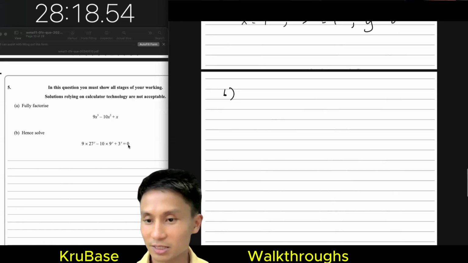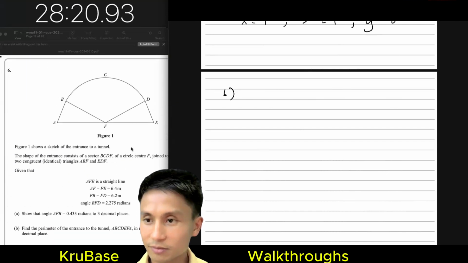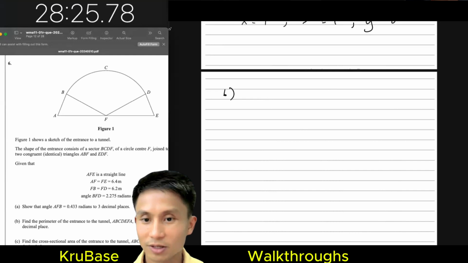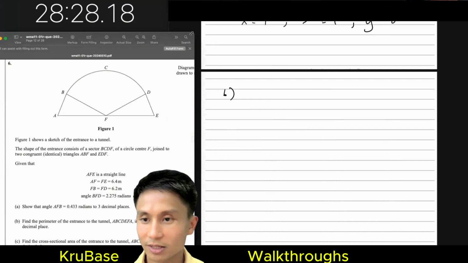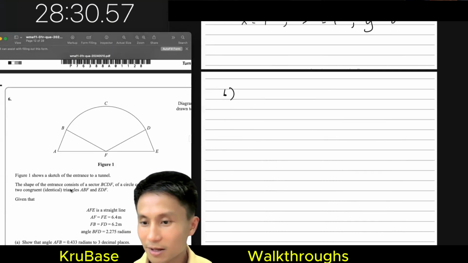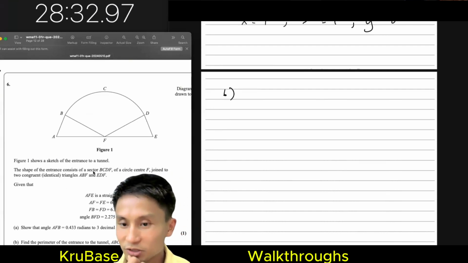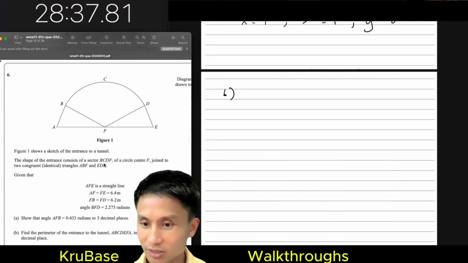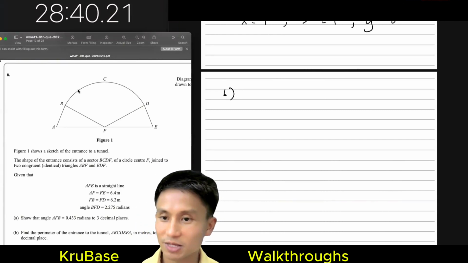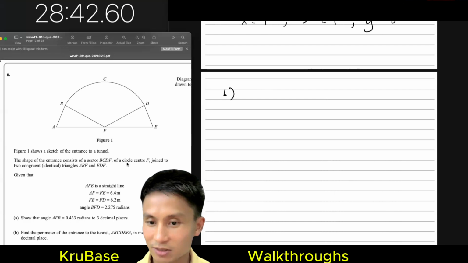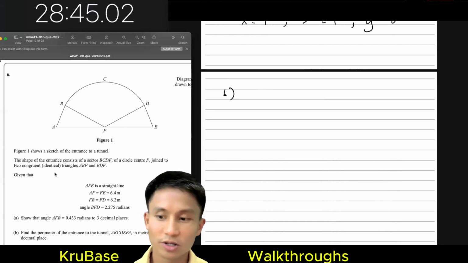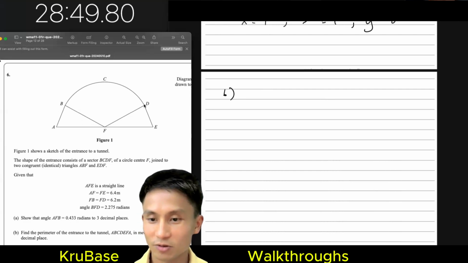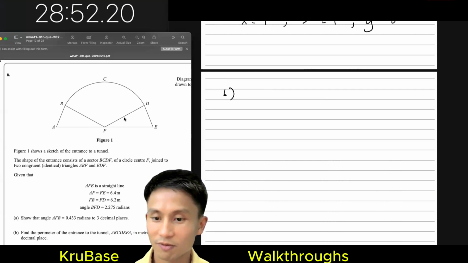So question 6. Next. Okay, so question 6 is about this. Hang on, let me expand a little bit so that I see the marks here. Figure 1 shows a sketch of the entrance to a tunnel. The shape of the entrance consists of a sector BCDF, a sector of a circle, center F, joined to two congruent, identical triangles, ABF and EDF.